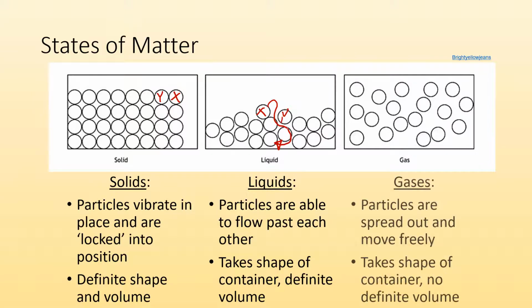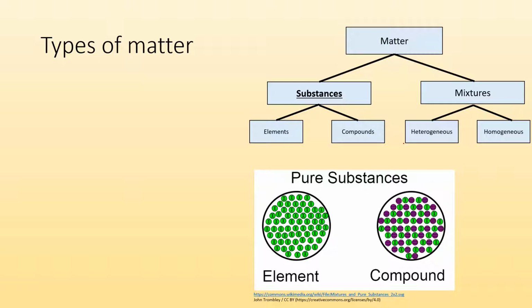And then we have gases. Their particles are spread out and they move freely. So you can see there's a lot of space in between them and they're able to move around in any direction until they bump into something. So they take the shape of the container and they have no definite volume. If this container was bigger, then they would spread out more and they would take up the volume of the container. So let's talk about types of matter.